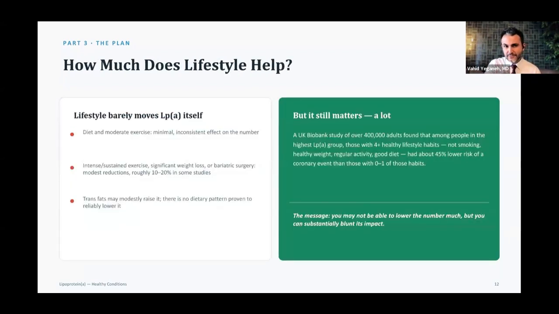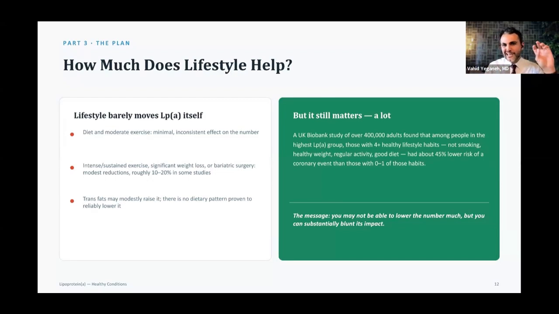And on the right, I know that the text on this slide is a little bit small. I apologize for that, so I'll just walk you through it. Basically, what I'm saying on the right side here, there was a study done in the UK Biobank. Over 400,000 adults were looked at. They looked at those people that had the highest Lp(a), right? And then they looked at those with 4 or more healthy lifestyle habits. I'll bring it full circle to, I think these talks are called healthy habits. So, 4 or more healthy lifestyle habits.